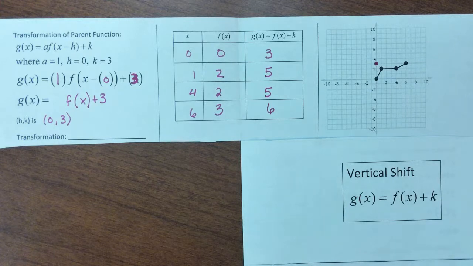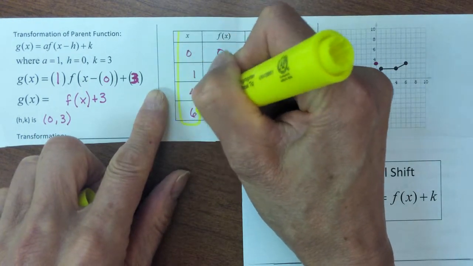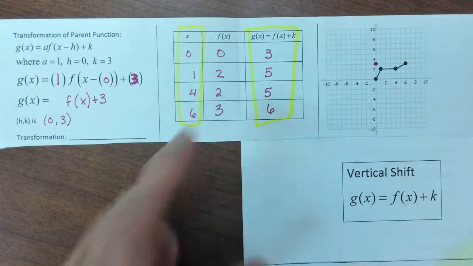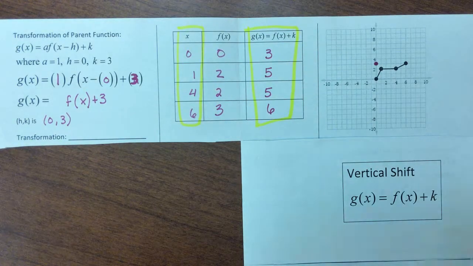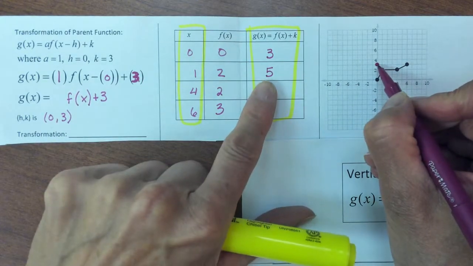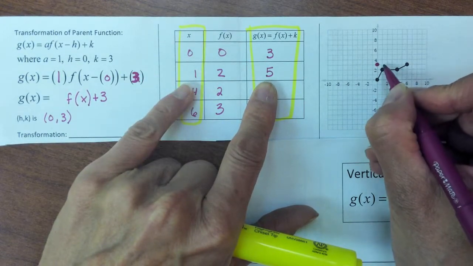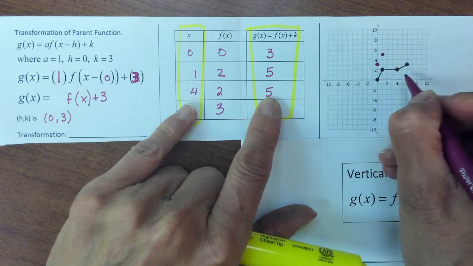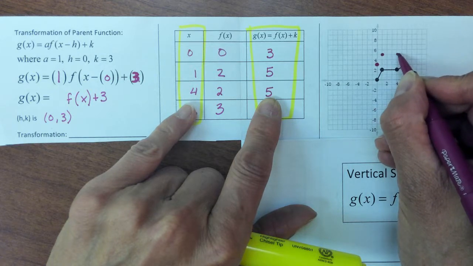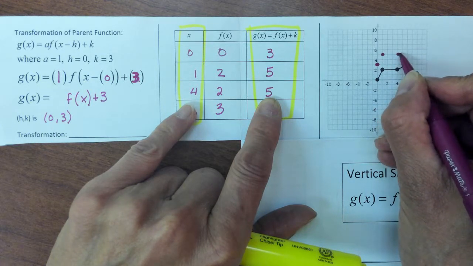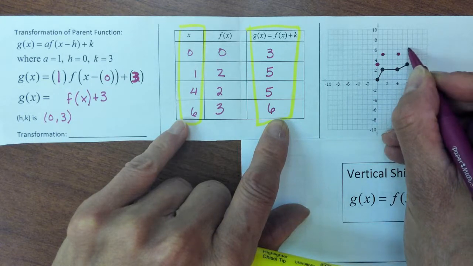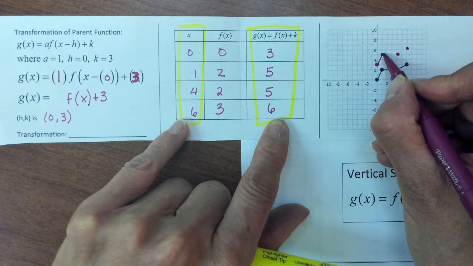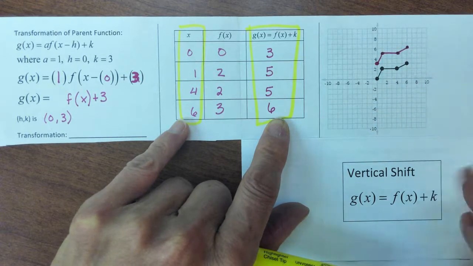So now the values that I'm looking at with my vertical shift, this is my x, and this is my new y value, my new output. So let's see. I had 0, 3. I had 1, 5. 1, 5 is here, and you can see that went up 3. 1, 2, 3. And then I have 4, 5, which is here. Again, you can see that went up 3. 1, 2, 3. And then I have 6, 6, which is right here. So you can see 1, 2, 3. So everything shifted up 3.